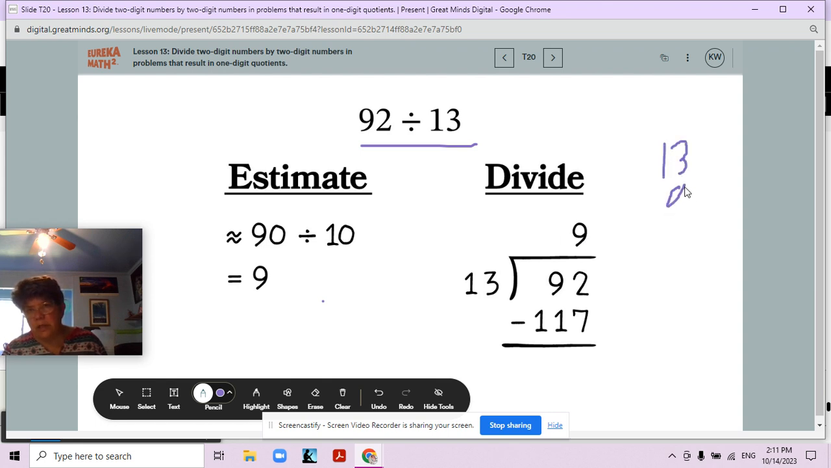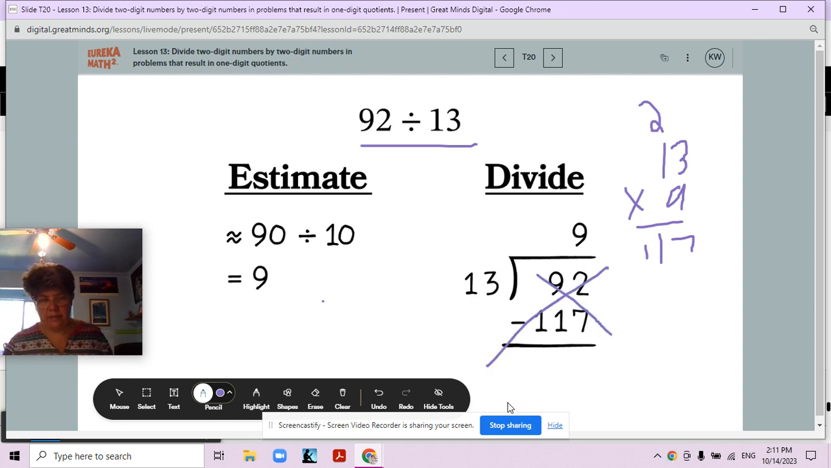13 times 9. 9 times 3 is 27. 9 times 1 is 9. 10, 11, 117. And then they went to subtract and they stopped here. Why did they stop here? Because they're not backward subtracting, right? 92 minus 117, can't do it. Can't take a bigger number away from a smaller number.